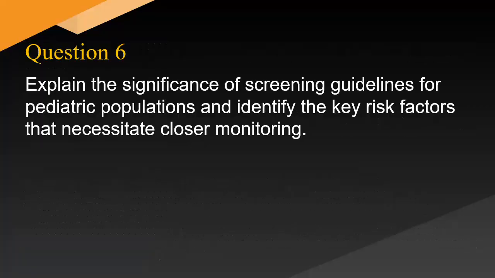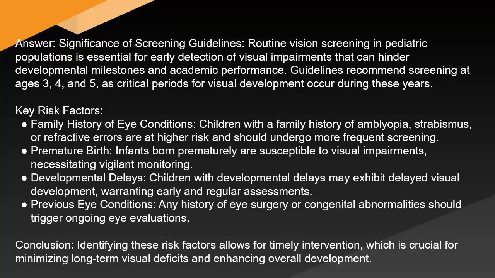Explain the significance of screening guidelines for pediatric populations and identify the key risk factors that necessitate closer monitoring. Answer: significance of screening guidelines. Routine vision screening in pediatric populations is essential for early detection of visual impairments that can hinder developmental milestones and academic performance. Guidelines recommend screening at ages 3, 4, and 5 as critical periods for visual development occur during these years.